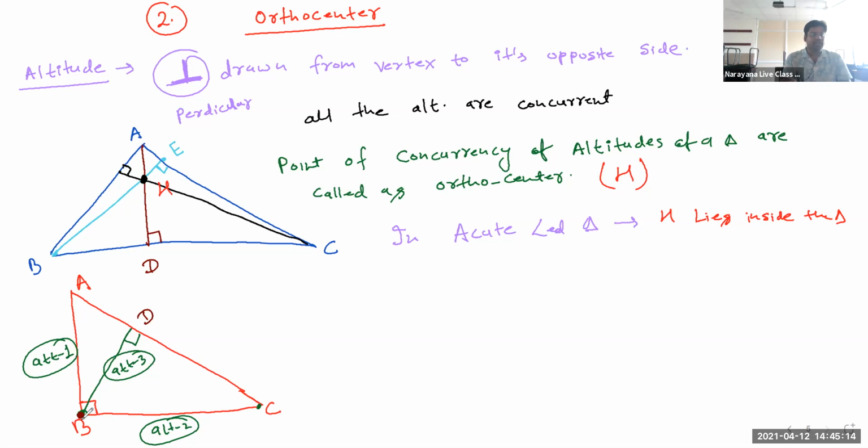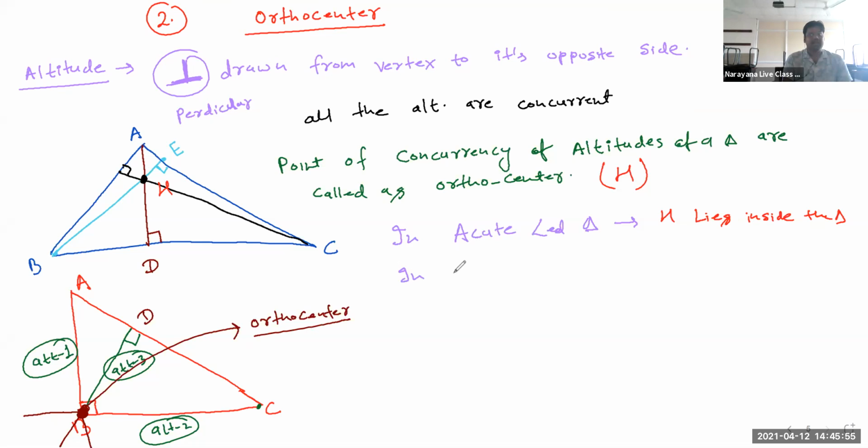All these three altitudes are intersecting where? At point B itself. So point B is the point of concurrency of the altitudes. Hence B is the orthocenter. So in this case, this is the orthocenter. Got it or not? Okay, so point B is the orthocenter of triangle ABC.